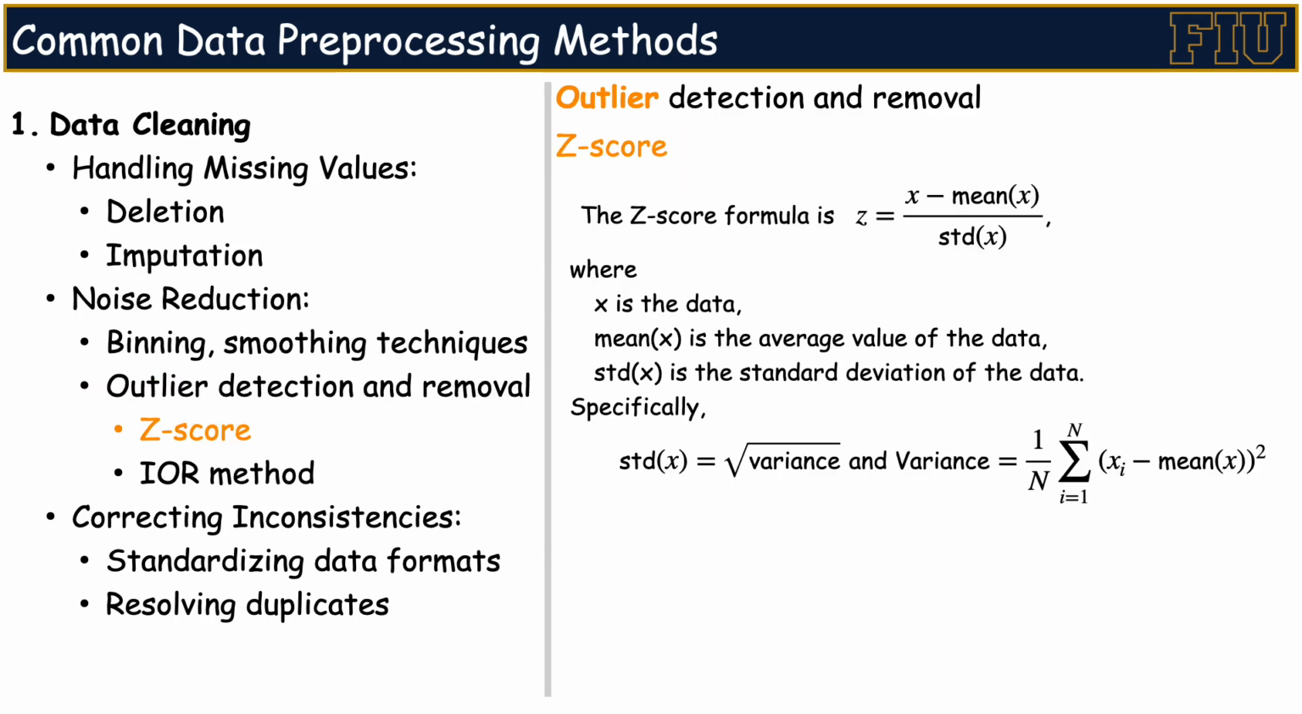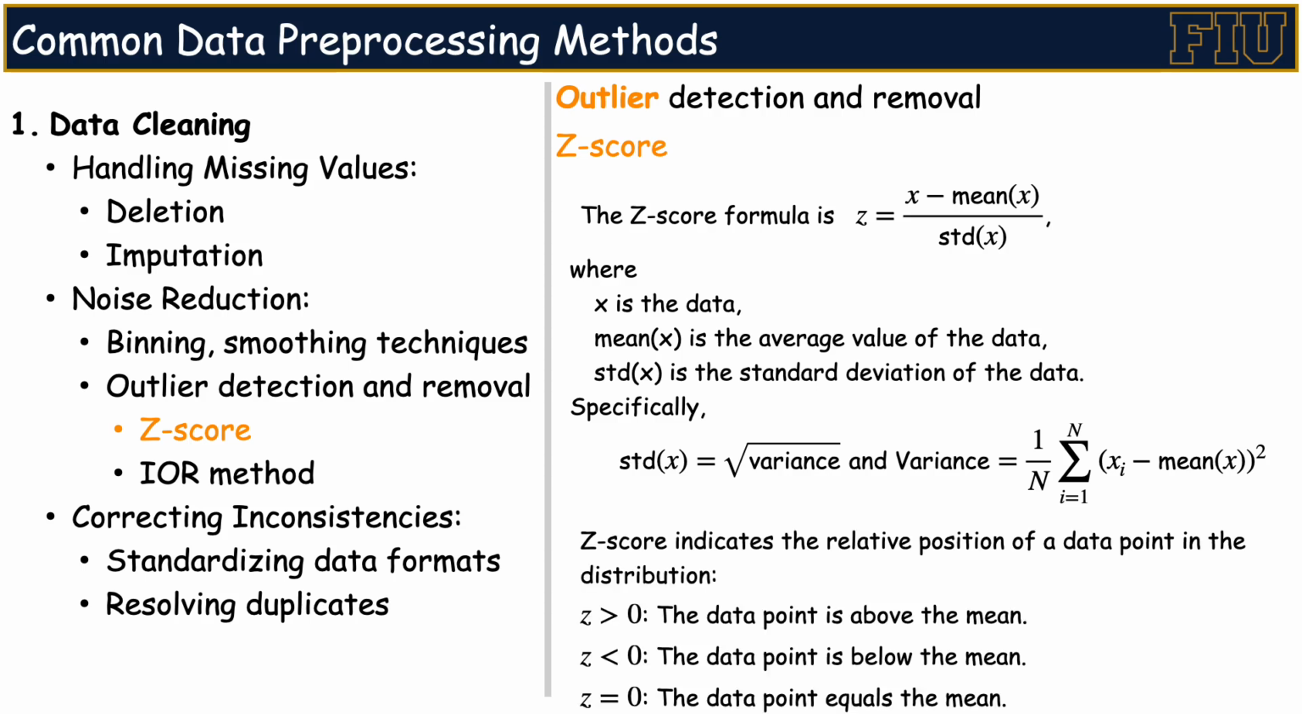First, let's look at the z-score method. The z-score is a concept from statistics that tells us how far a data point deviates from the mean of a dataset, measured in terms of standard deviations. The formula for the z-score is shown on the slides. In this formula, x is the data point, the mean is the average value for the feature that x belongs to, and the standard deviation is the standard deviation of that feature.